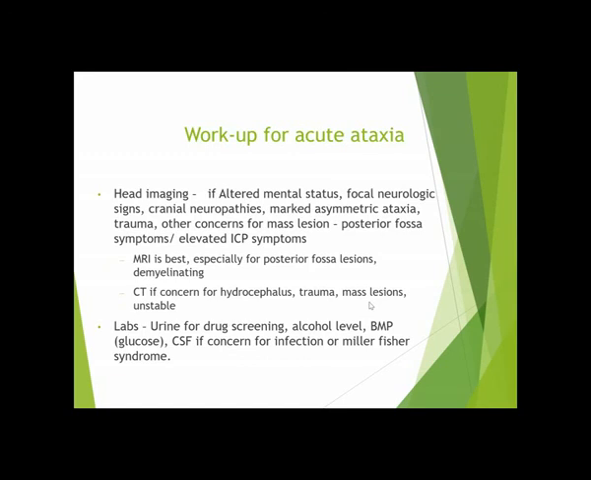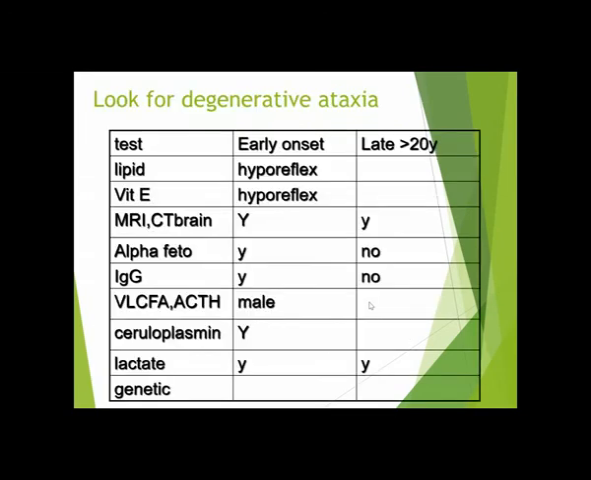And when you are looking for degenerative ataxias, you can look for lipids like abetalipoproteinemia, and MRI brain, yes, it is indicated, and alpha fetoprotein, in late onset ataxia, no, in young onset ataxia, yes, less than 20 years. IgG levels can be decreased in ataxia telangiectasia in younger patients, these are advisable. Then we have ACTH and very long chain fatty acid level, that is for adrenoleukodystrophy, and you can get it done if you're suspecting adrenoleukodystrophy.